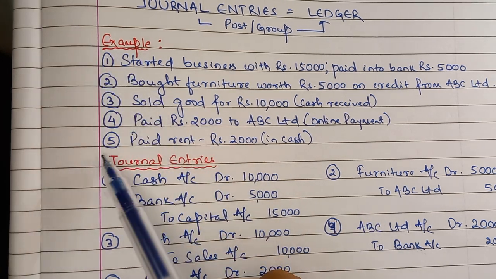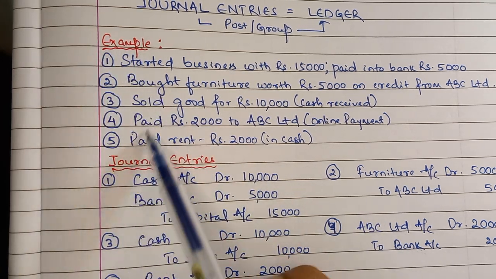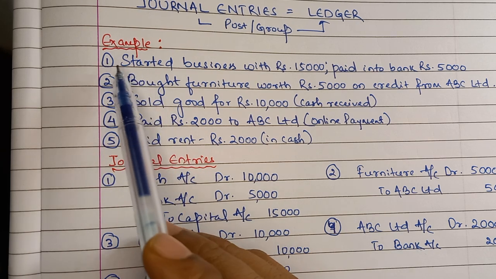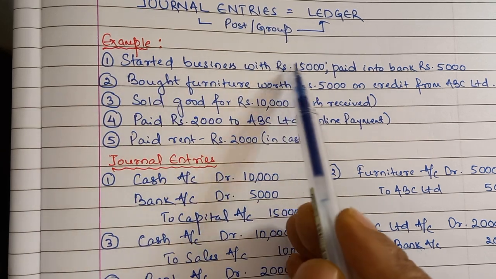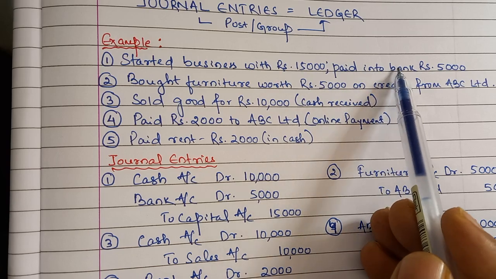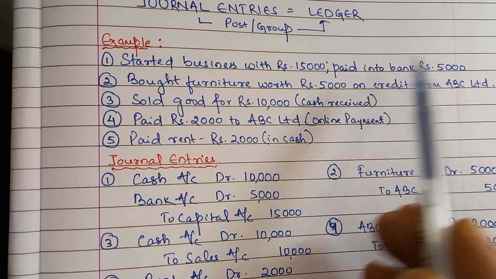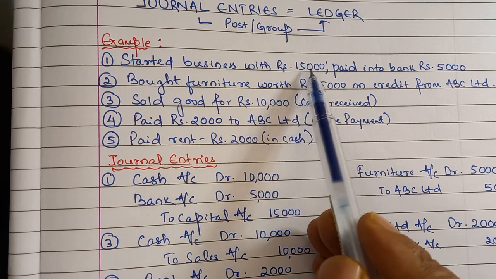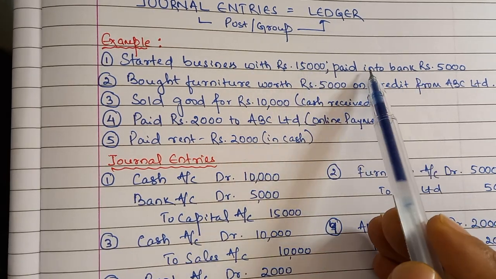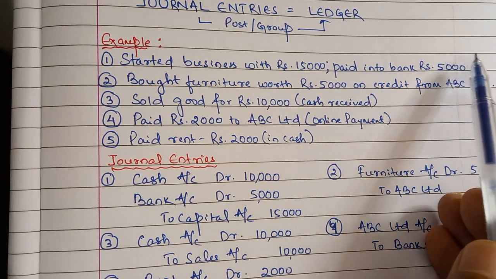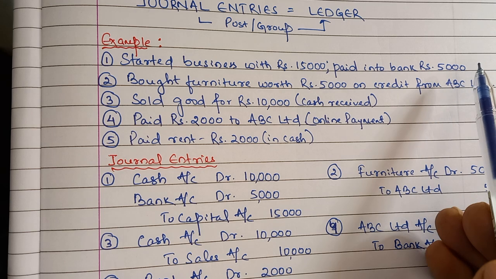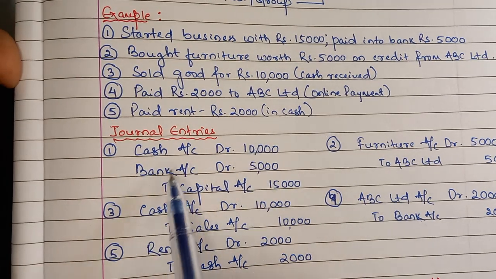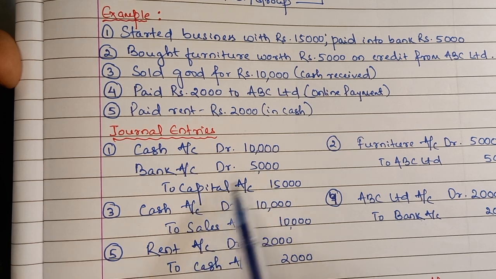Suppose these are the 5 transactions happening in the business. Okay, we are not taking more transactions so that it will be easy for you to understand. So first is started business with rupees 15,000, paid into bank rupees 5,000. That means the business is getting capital of rupees 15,000, paid into bank 5,000 means cash received 10,000. Correct. So in this scenario, what is the journal entry we have to post? Cash account debited 10,000, bank account debited 5,000 to capital.